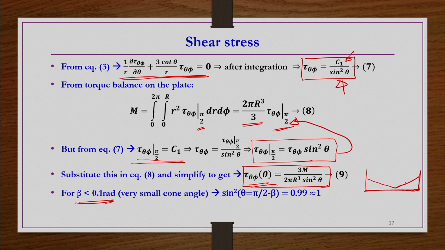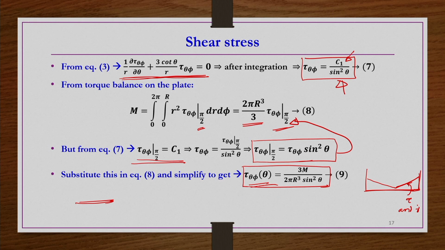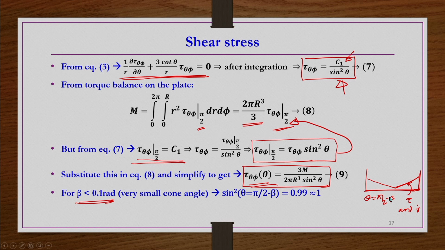At the lower edge of the cone, at this location you are measuring tau and gamma dot also, of course, that we are going to do. So, this location is nothing but theta equal to pi by 2 minus beta. In this equation, if you substitute theta equal to pi by 2 minus beta, then whatever equation you get is nothing but 3M by 2 pi r cube, the expression for shear stress. So, we already got the shear stress expression for the case of a cone and plate geometry.